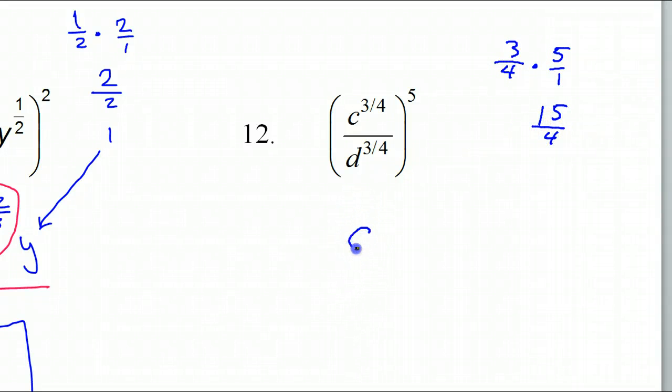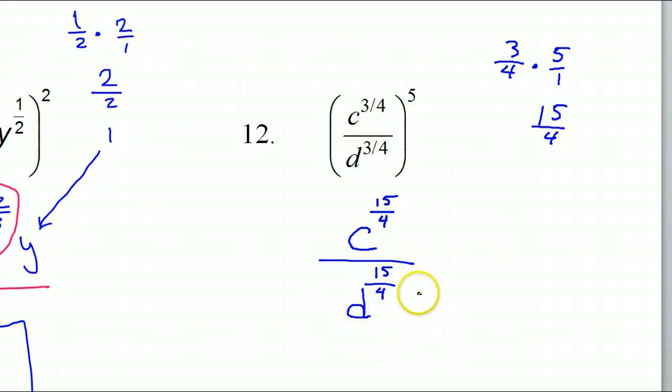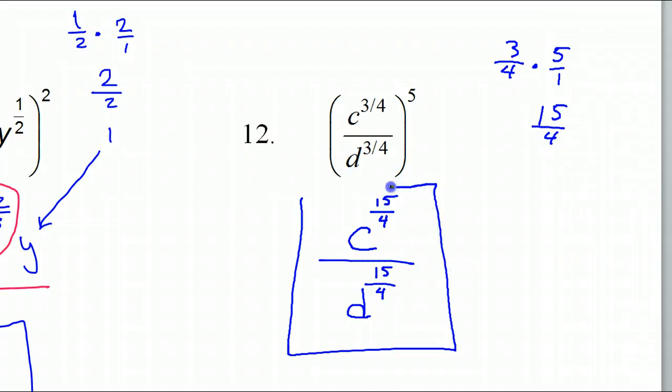So this will become c to the 15 over 4 power over d to the 15 over 4 power. I don't really see anything else we can do with that, so I'm going to declare this the final answer. Normally I would divide the c and the d, but they're just variables, so what are you going to do? Alright, on to number 13.